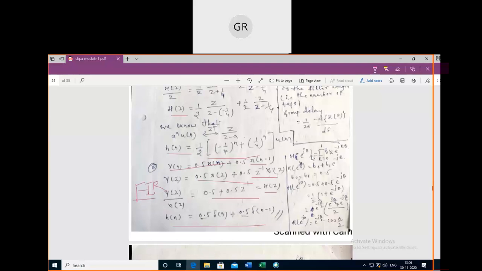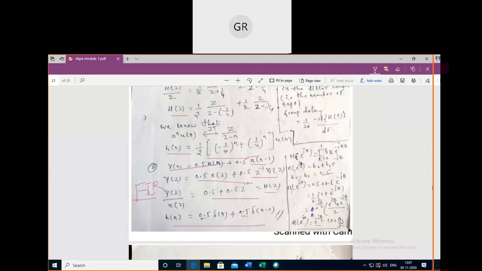Then we know that h of e raised to j theta is the frequency response. Here we have two coefficients, 0.5 and 0.5. That's why sum over k equal to 0 to 1, bk e raised to minus jk theta. After substituting b0 and b1, that is equal to 0.5, we'll get this one. After simplifying this one, we'll write this one in this form. H of e raised to j theta is equal to e raised to minus j theta divided by 2 cos of theta divided by 2.